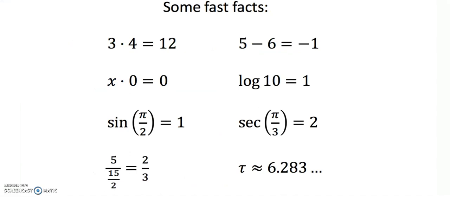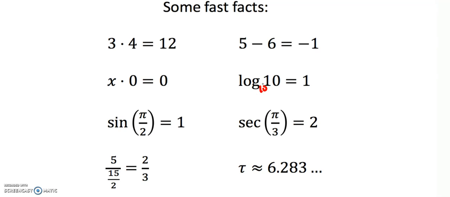So here are some fast facts. 3 times 4 is equal to 12, and we kind of just memorized that over the years. 5 minus 6 is negative 1, and anything times 0 is 0. Log 10 is 1, with a 10 written there for the log because it's base 10. Sine of pi over 2 is 1. Secant of pi over 3 equals 2.